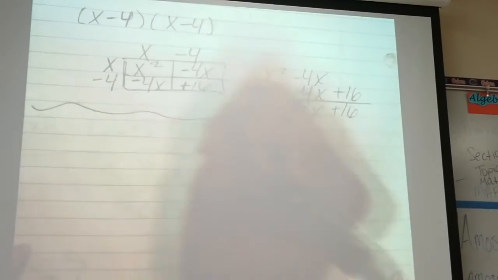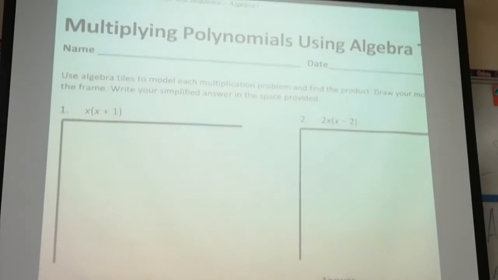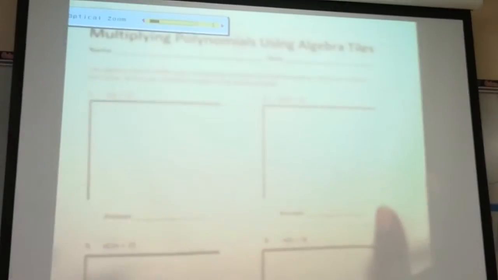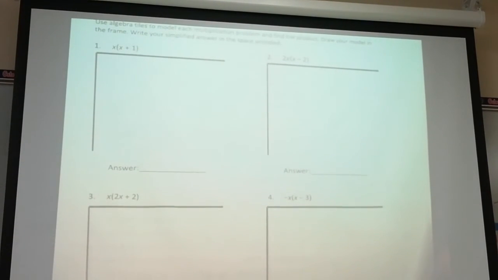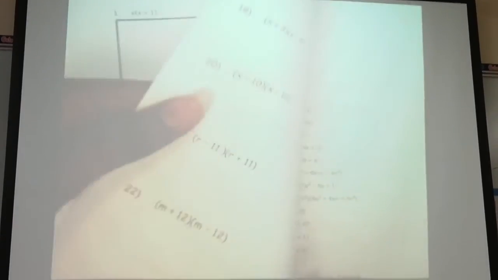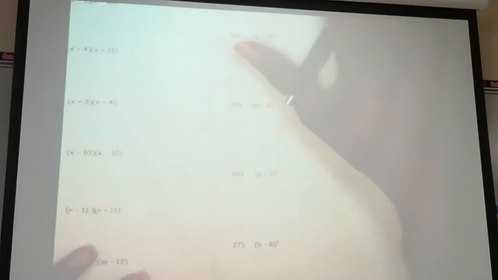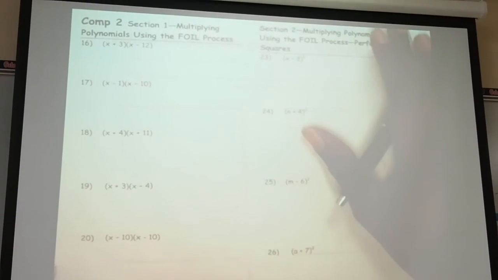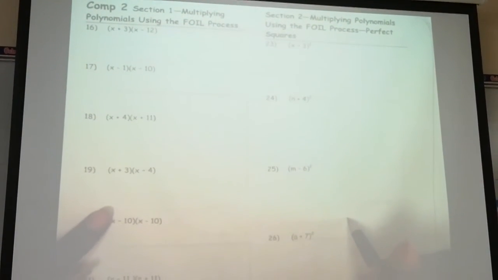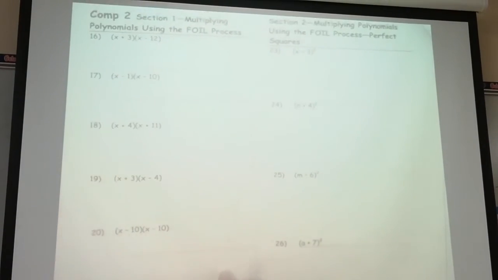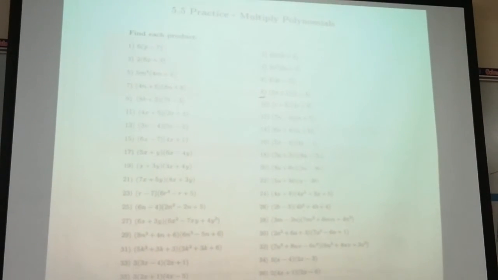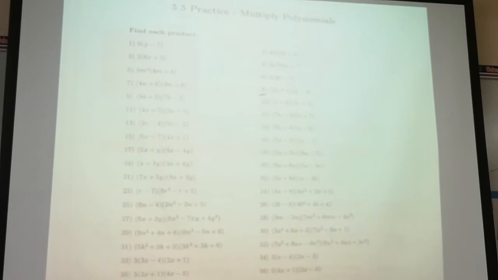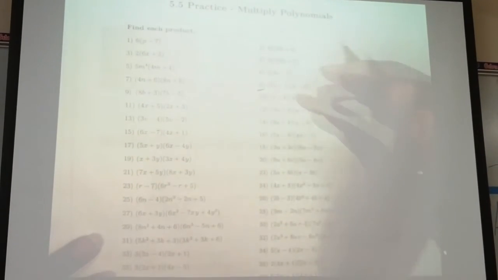All right, so in your packet, which remember your packet looks like this, multiplying polynomials using the algebra tiles, you'll be doing this entire first page using the box method. You will do the second page, and 1 through 8 on the third page. You should be able to complete those. So you're going to complete the first 2 pages front and back, and then 1 through 8 on the third page.